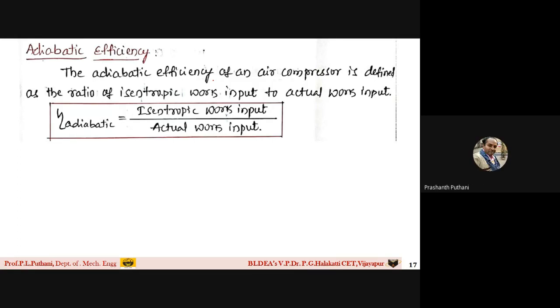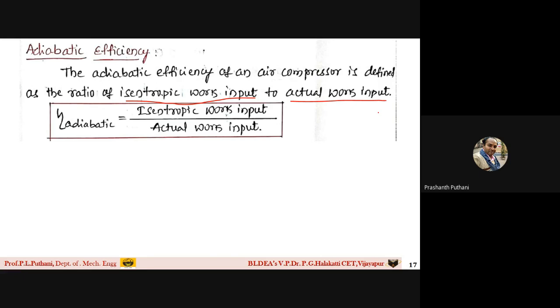So adiabatic efficiency is with respect to that adiabatic process itself. Here it says, the ratio of isentropic work input to the actual work input. The adiabatic process is also known as reversible isentropic process, as I already told in the vapor power cycle chapter. Whatever isentropic work input is there, it is a theoretical isentropic work input. But practically, you don't achieve the adiabatic or isentropic process. So you need to check how much the ratio from isentropic to actual differs. We call that term adiabatic efficiency.